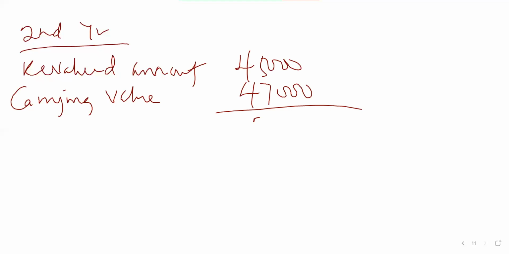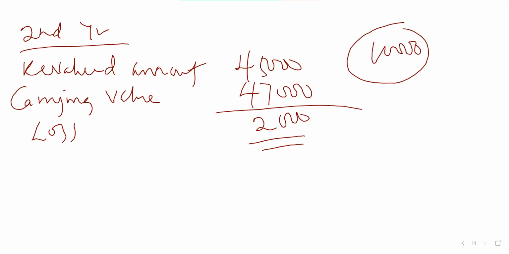There's a loss of what? 2,000. Okay. The first one, there was a gain of 10,000. So in actual sense, what is the actual gain that we are making on this particular asset? 8,000. So we have to take the 2,000 to other comprehensive income to cancel part of the initial 10,000.